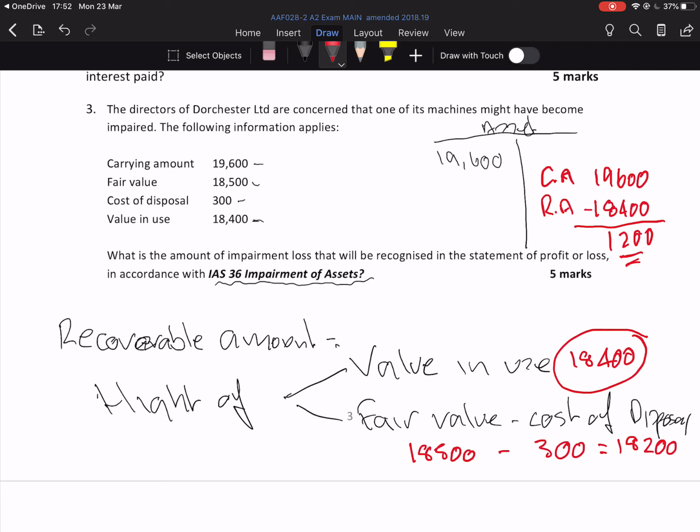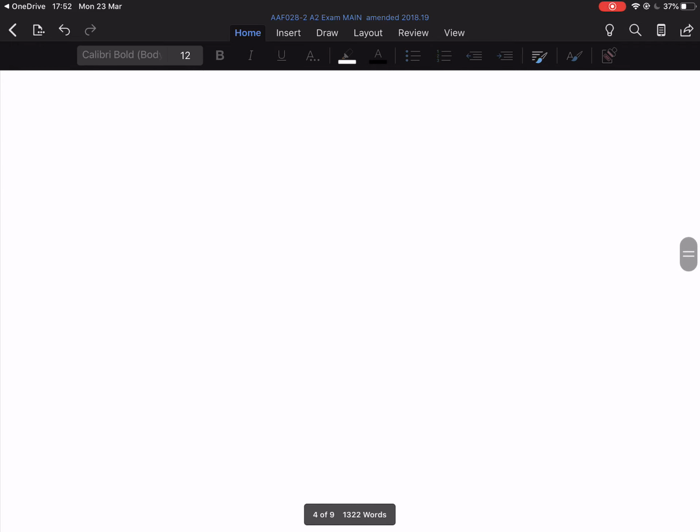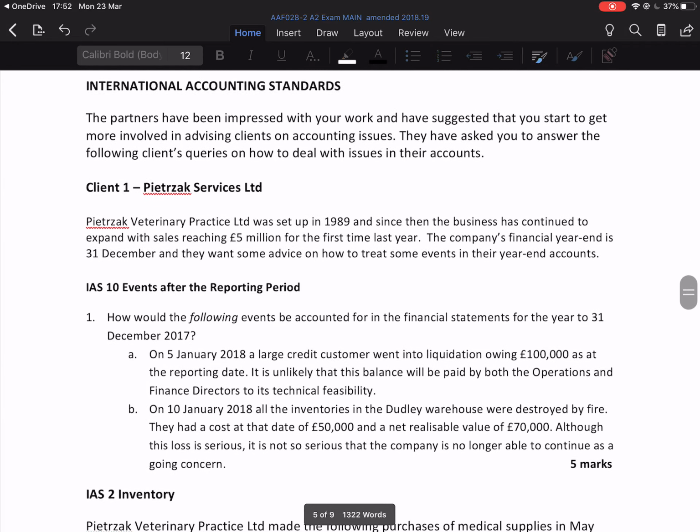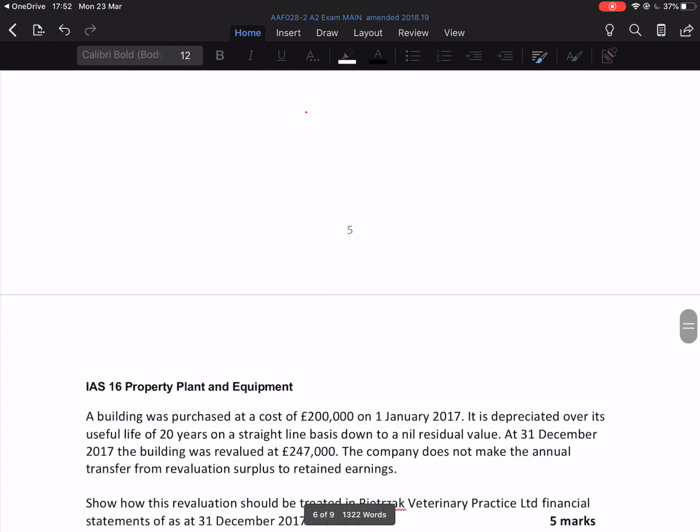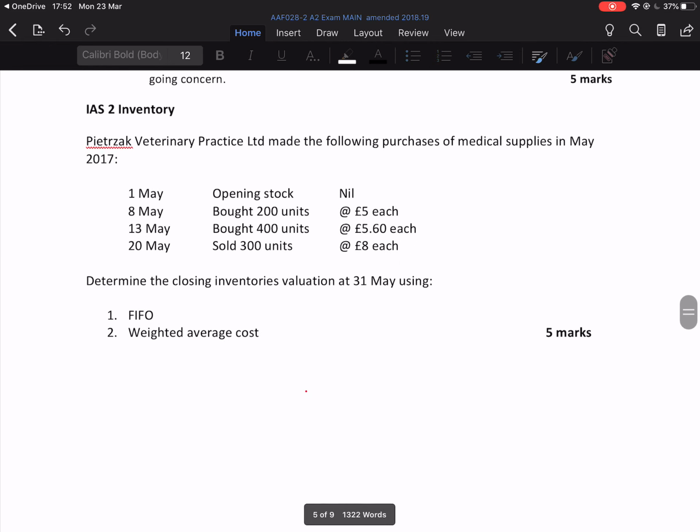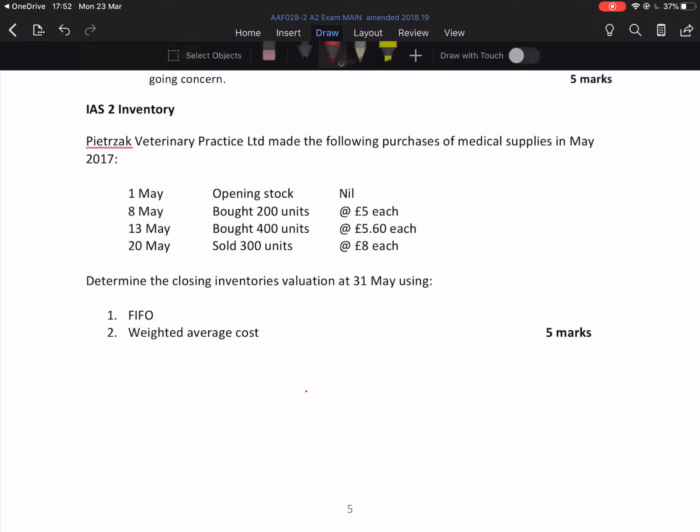Okay, so the next thing I want to move on to is the next question, which is to do with inventory. It's a bit further down. Yeah, so inventory IAS 2, and we've done this one on a number of occasions, so the student should have a good understanding of how to do it.